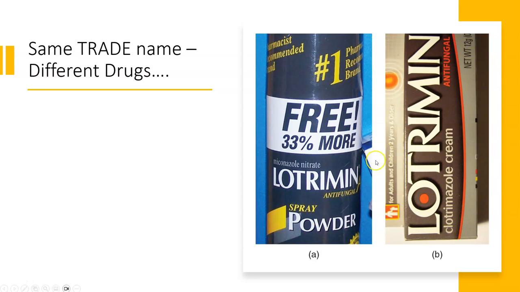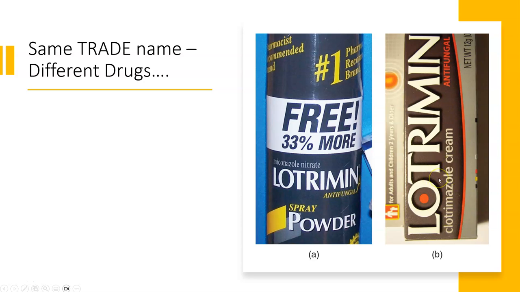So when we look at this, we have Lotrimin antifungal. Lotrimin antifungal. That's the brand name, the trade name. But when you look for the generic name, this is miconazole and this is clotrimazole. They're both antifungals, but they're different drugs. Now, the other thing that's different here is the dose form. This is a powder and this is a cream.